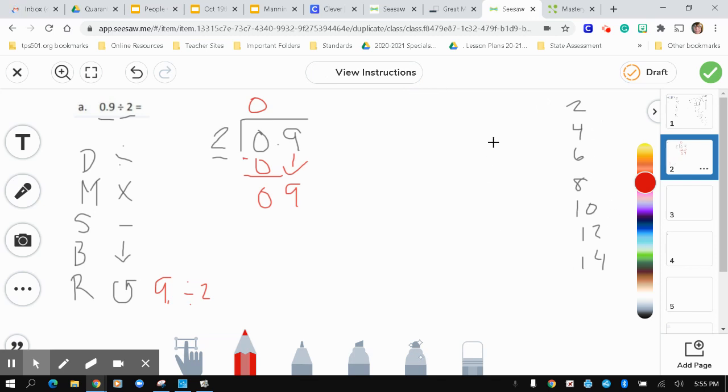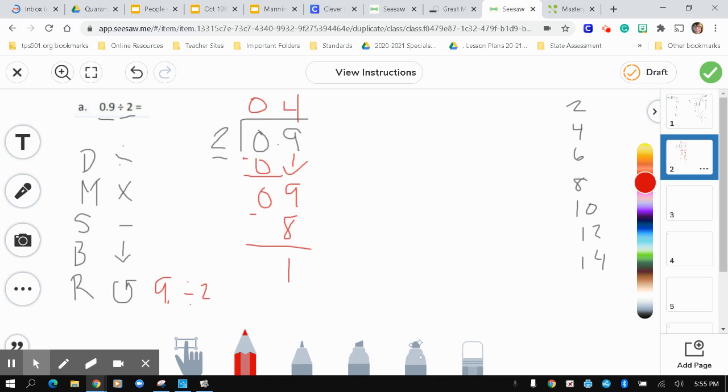Let's go over to our handy dandy little multiples list. Here's 8, here's 10. 10 is going to be too big, so it's going to go in there 8 times. So 2 times 1, times 2, times 3, times 4. So 4 times. So now I'm at mom. 4 times 2 is 8. Now I'm at sister. I subtract. I get a 1.